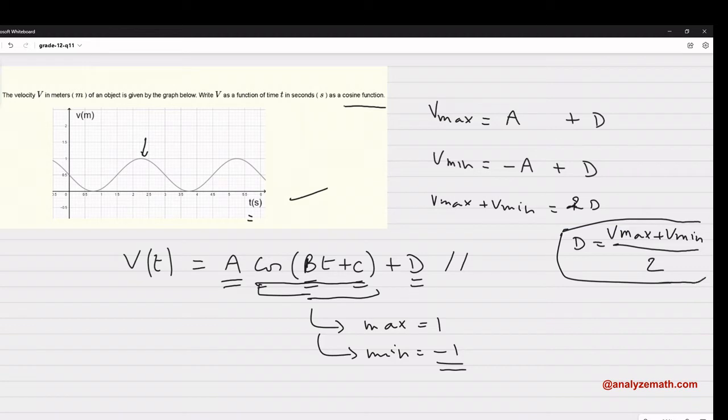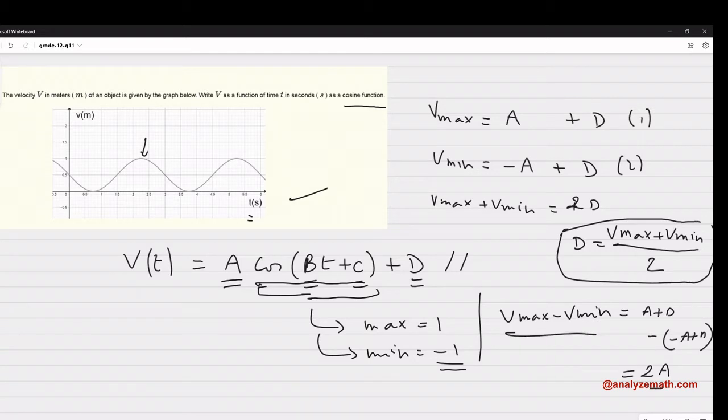Quite easy to implement. Now let's go back to this equation. Let's call them 1 and 2. Now let's subtract. If we subtract, we will get Vmax minus Vmin, the left side. The other side will give me a plus d, and then I subtract minus a plus d. And when I do this, that will give me 2a. So 2a equal Vmax minus Vmin. A equal to Vmax minus Vmin divided by 2. These are the two formulas for a and d.